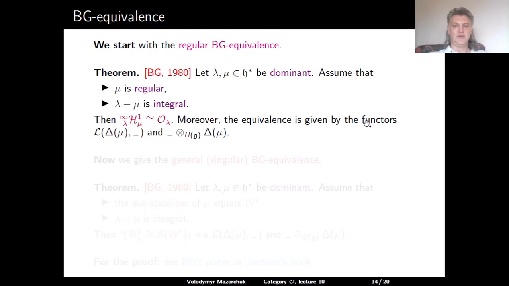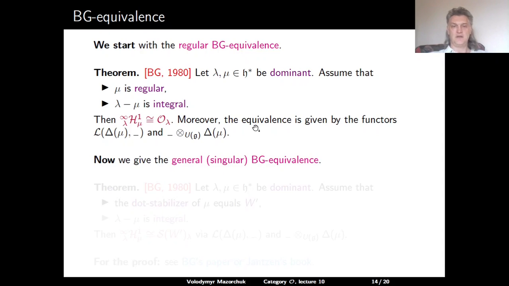Moreover, such an equivalence is given by the pair of adjoint functors. The first one is taking L from delta mu to blank, and the second one is tensoring over U(g) with the U(g)-module delta mu. So these are functors. The first functor, L(delta mu, blank), is a functor from O_lambda. It starts with O_lambda and it ends up in this category of Harish-Chandra bimodules. And the second functor is a functor in the opposite direction.